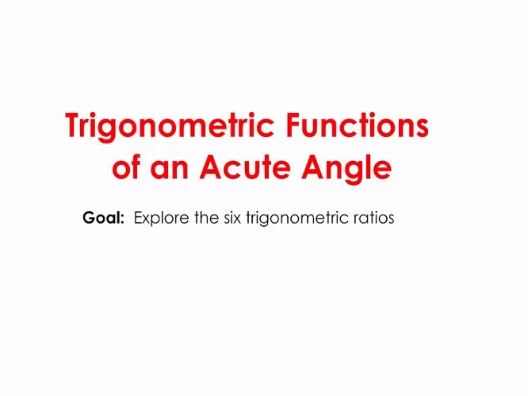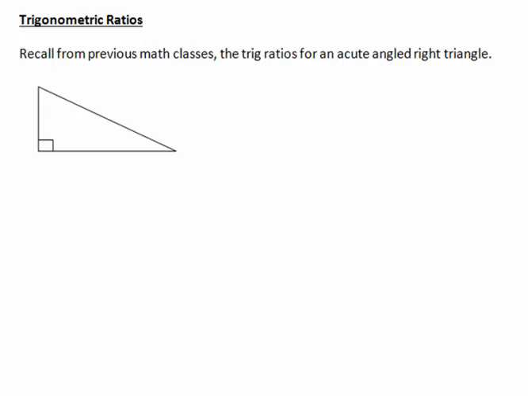So let's continue to explore trigonometric functions, this time of an acute angle. And what this is going to allow us to do is explore our 6 trigonometric ratios. And the trigonometric ratios come from previous classes. You might remember this as SOHCAHTOA, where we have a right-angled triangle, and we want to find all of the trig ratios associated with this acute angle.